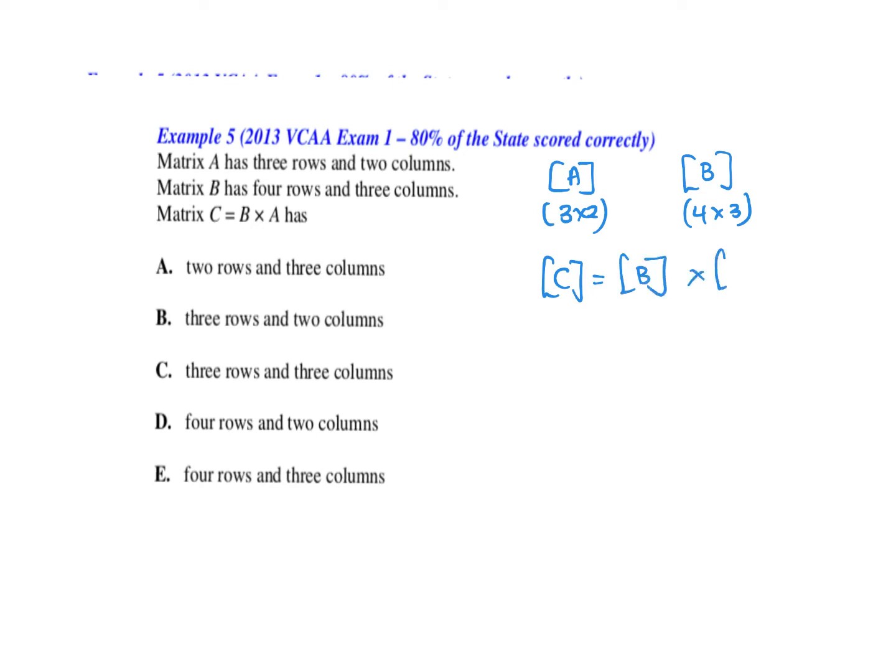And then they want you to tell the order of that multiplication. So if I wrote them out, it'd be a 4 by 3 and a 3 by 2. Yes, it's possible. And my answer is going to be a 4 by 2. So C is going to have 4 rows and 2 columns.